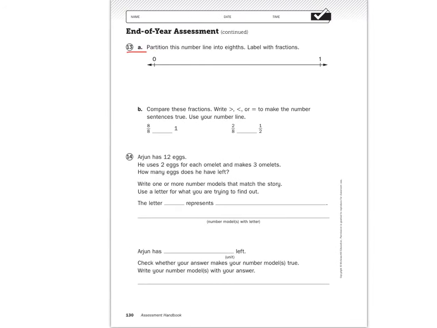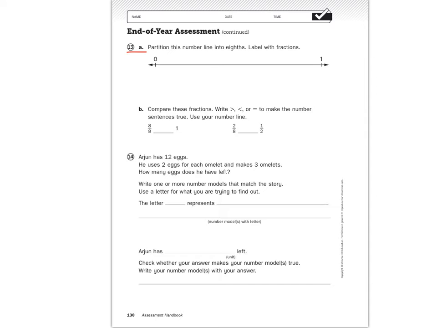Partition, that means cut apart, this number line into eighths. Label with fractions. So we're going to do this into eighths, and then you're going to go ahead and label it with fractions at each of the spots. Also put fractions here and put fractions here for 0 and 1 whole.